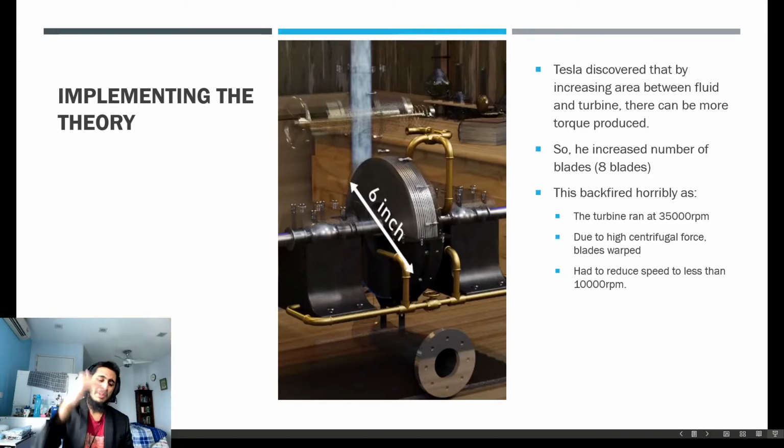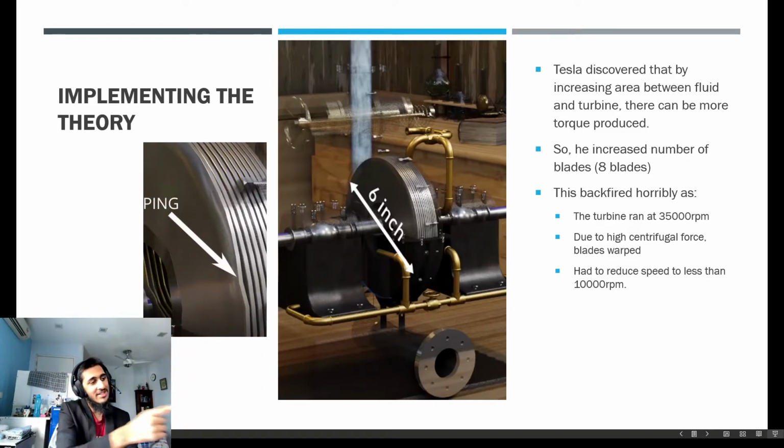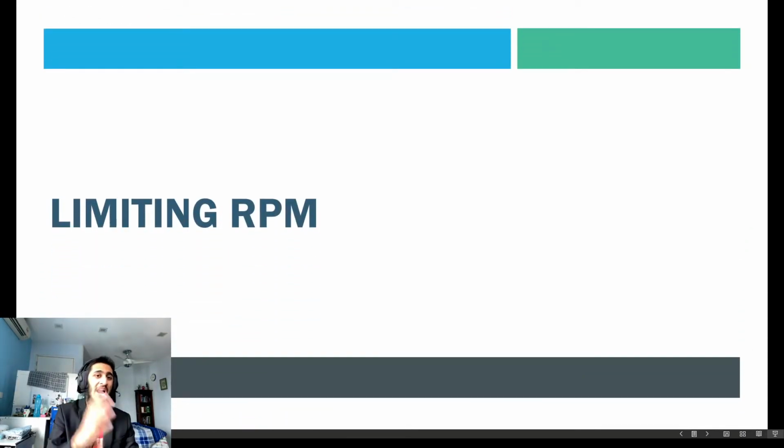Now, while there is a centripetal force, rotation also creates another force called the centrifugal force. This force acts away from the center of the circle. The higher the speed, the higher the centrifugal force. And because the speed was so incredibly fast, the centrifugal force was so immense that the blades ended up warping, as you can see in the image over here. So Tesla decided that he would reduce his speed to less than 10,000 rotations per minute. So let's look at a couple of his ideas on how he chose to limit the RPM at the same time create high efficiency. So let's look at his first attempt, right?